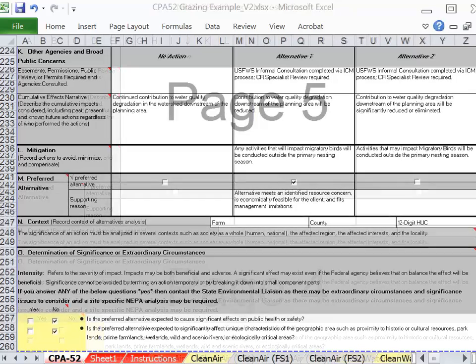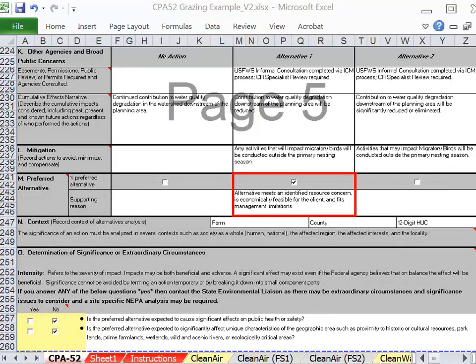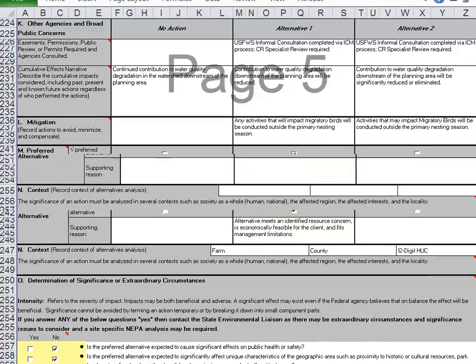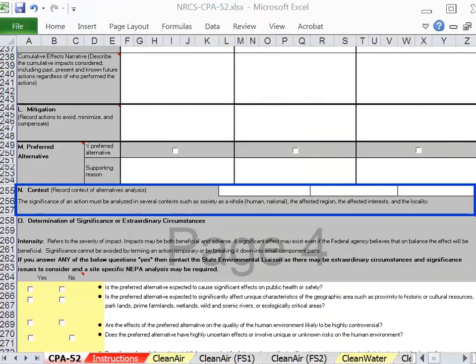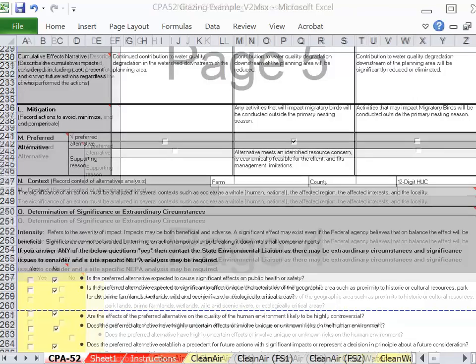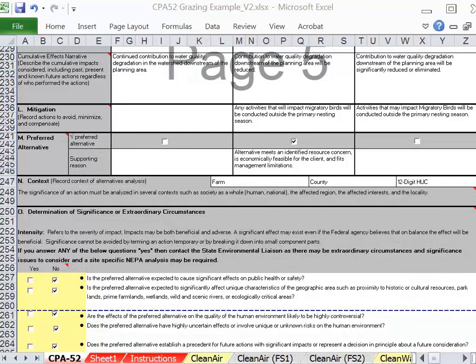In our case, Mr. Farmer decided which actions will be taken on his land. Mr. Farmer selected alternative 1, and the rationale for his decision was documented. Moving down to Section N, Context. In Section N, Context, the context that was used to evaluate the alternatives was recorded. Significance of the action was analyzed in the context of farm, county, and hydrologic unit.